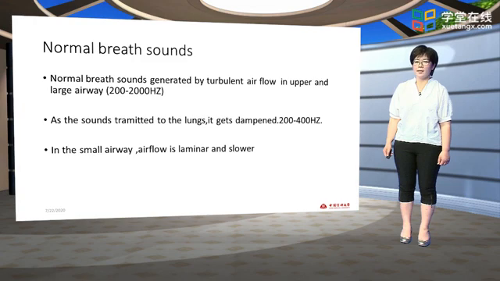In the small airways, airflow is laminar and slower. Turbulence and sound cannot develop. Smaller airways and alveoli are therefore a filter and not a source of sound. Thus, the term vesicular breath sound should be replaced with normal breath sound.